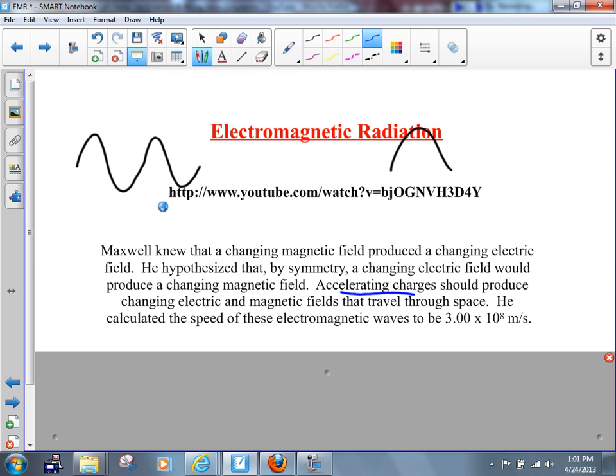Once it's been made, this all happens so quickly. The electric field generates the magnetic field, and the magnetic field generates the electric field so quickly that this wave travels at an incredible speed, 3 times 10 to the 8 meters per second, which is about 1 billion kilometers per hour. It's roughly 50 one-way trips across Canada in 1 second.